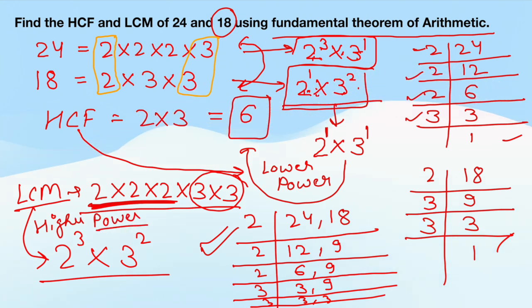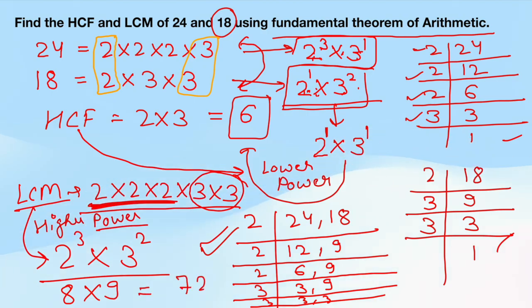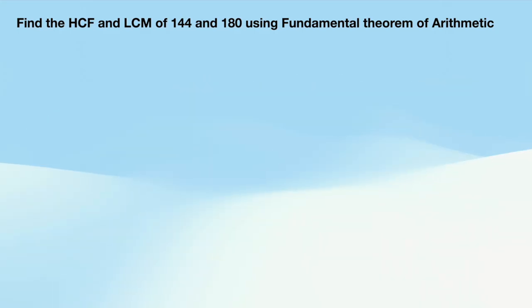Clear? So it will be 8 into 9. So the answer will be 72. Hope it is clear. Let's solve one more question on the same pattern. We have to find the HCF and LCM of 144 and 180. Again the same thing. First try to write 144 into its prime factorization format.